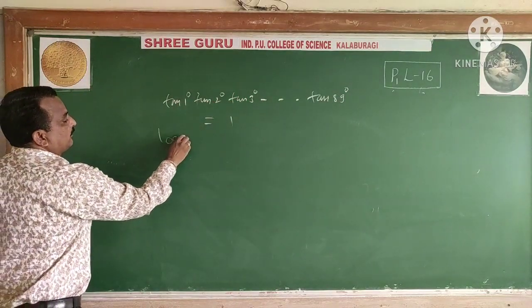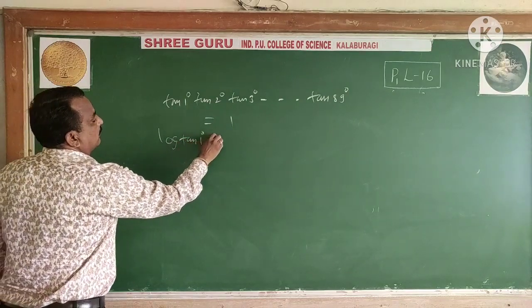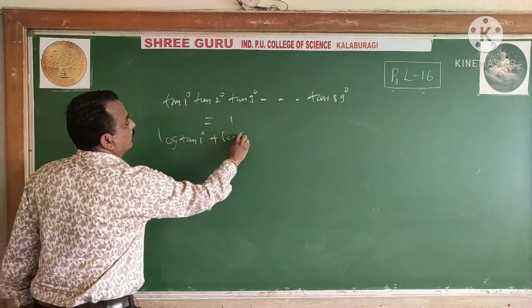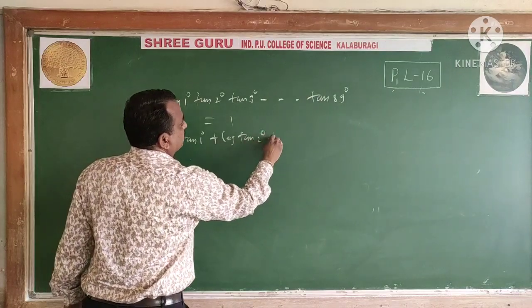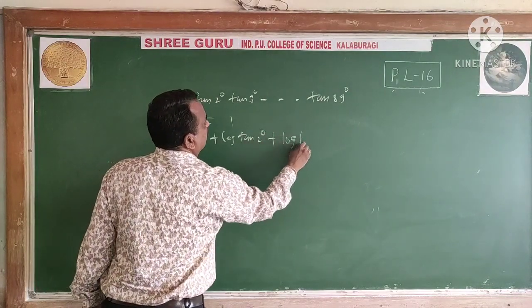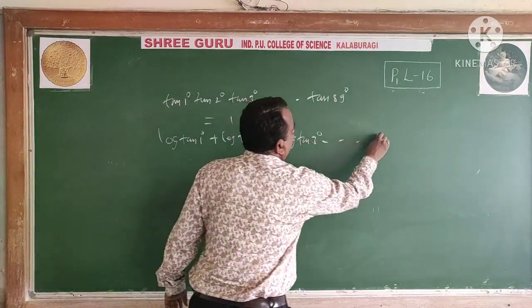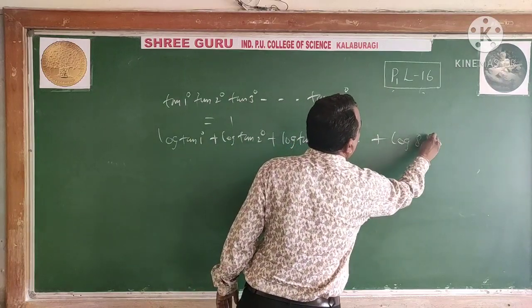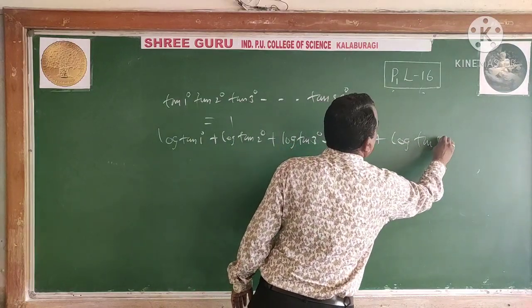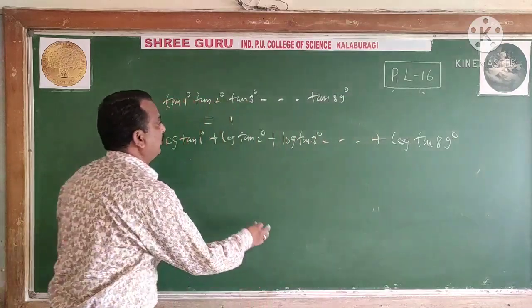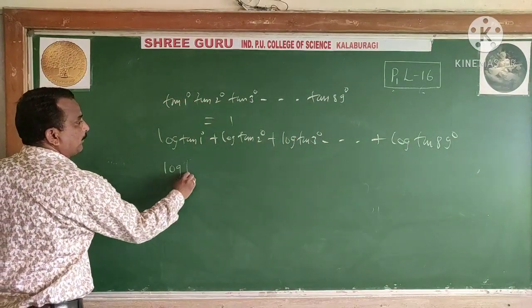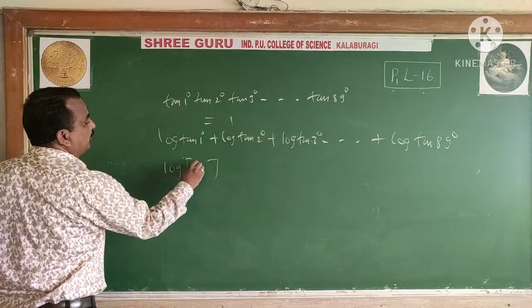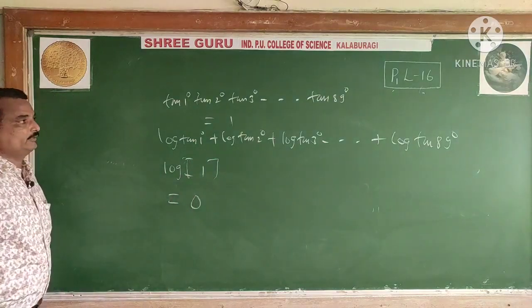So this one: log of tan 1 plus log of tan 2 plus log of tan 3 plus so on, up to log of tan 89. You should remember, using this logarithm property, all of it becomes a product. Then the value is log 1, which is 0.